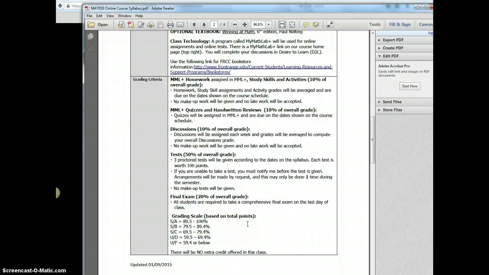Starting off with my syllabus, just to show you that my discussions are only worth 10% of the overall grade, but they are very important, and I try to emphasize the importance because they are formative assessments. I read every single discussion post and try not to respond to everyone.